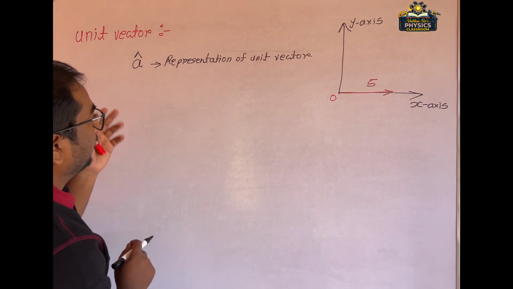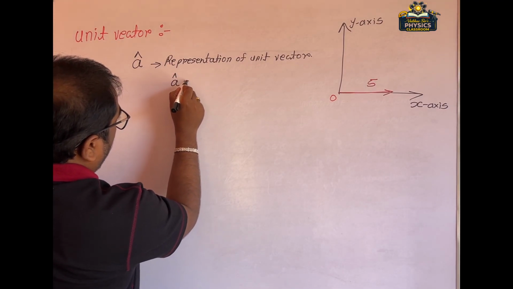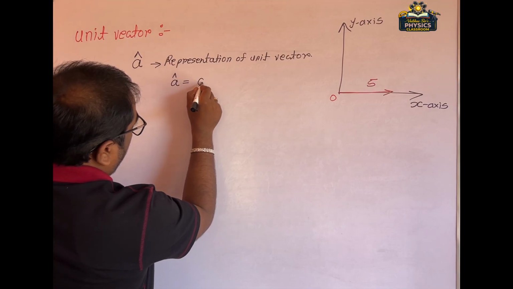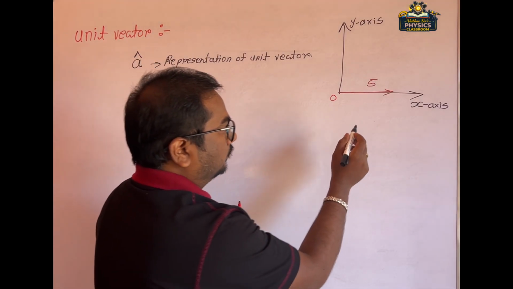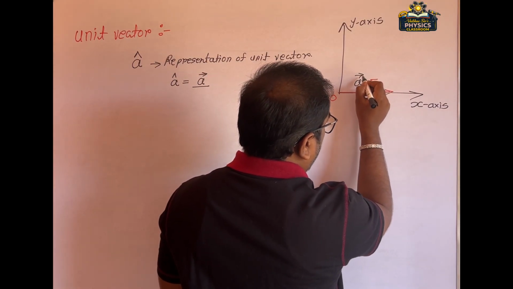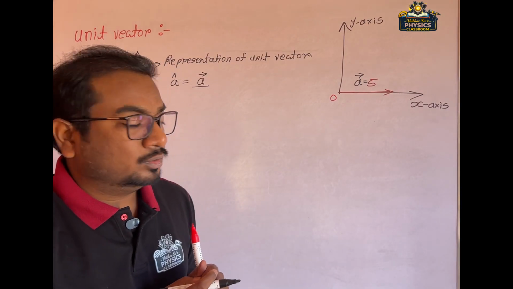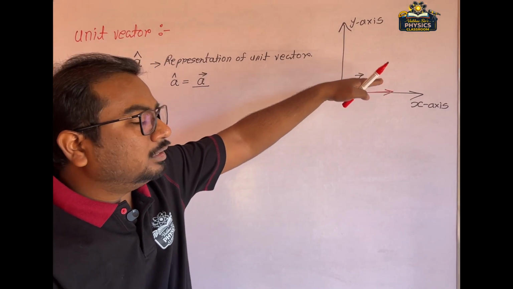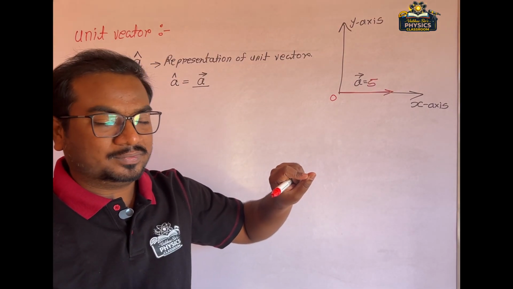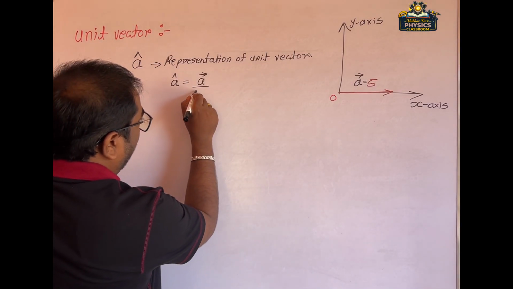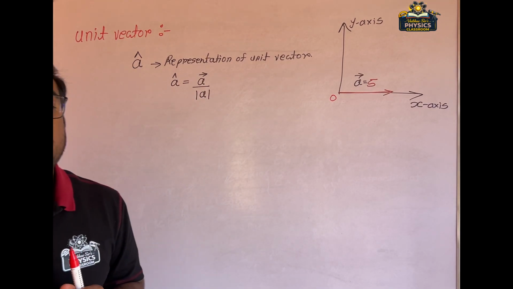And how can we get the unit vector? We can easily use vector A divided by its magnitude. This is vector A, the magnitude is 5. If I divide by the magnitude, there is only one unit of this vector. If I divide vector A by its magnitude, we will get a unit vector.